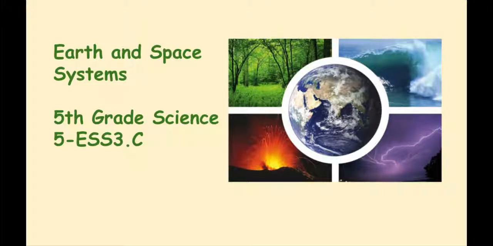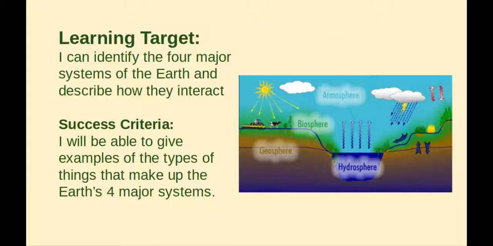This lesson is part of our 5th grade Earth Science Unit, Earth and Space Systems. Our learning target for this lesson is to identify the 4 major systems of the Earth and describe how they interact with each other. You will be able to give examples of the types of things that make up the Earth's 4 major systems.